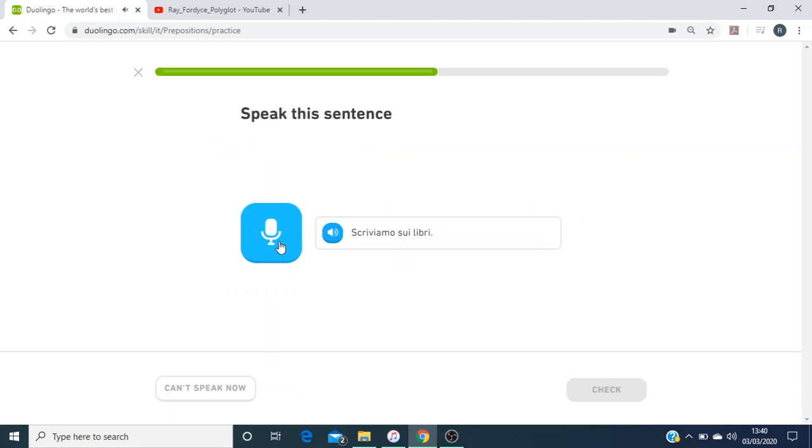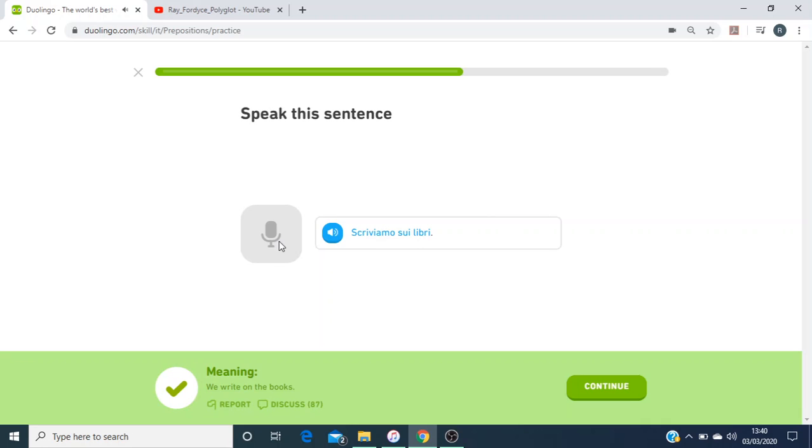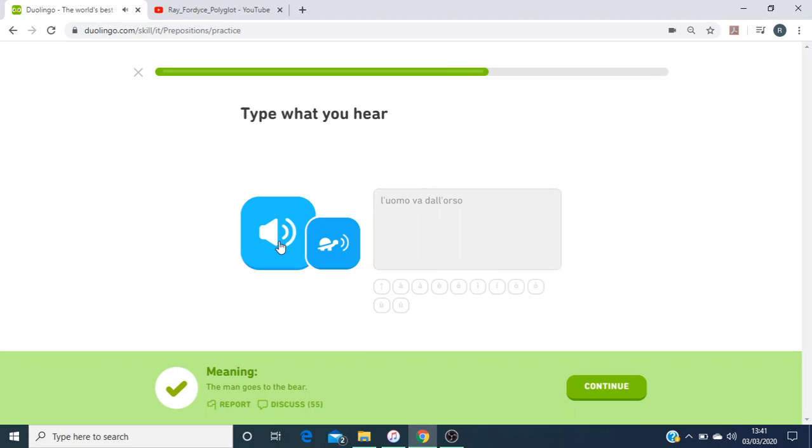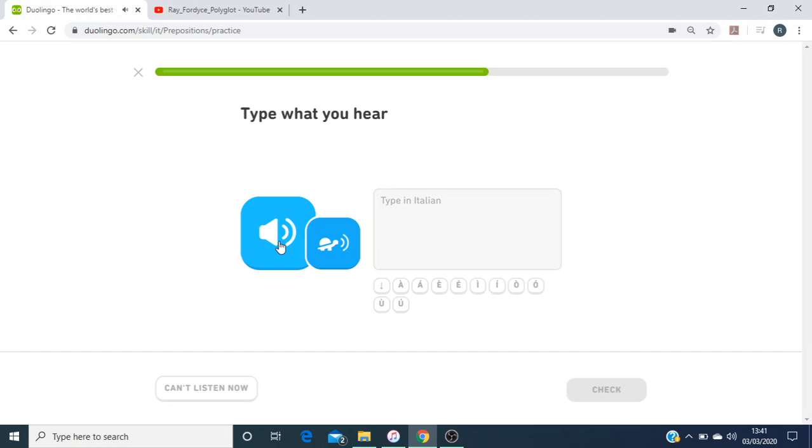Scriviamo sui libri. L'uomo va dall'orso. We've had that one already. The man goes towards the bear. Sono contro di loro.